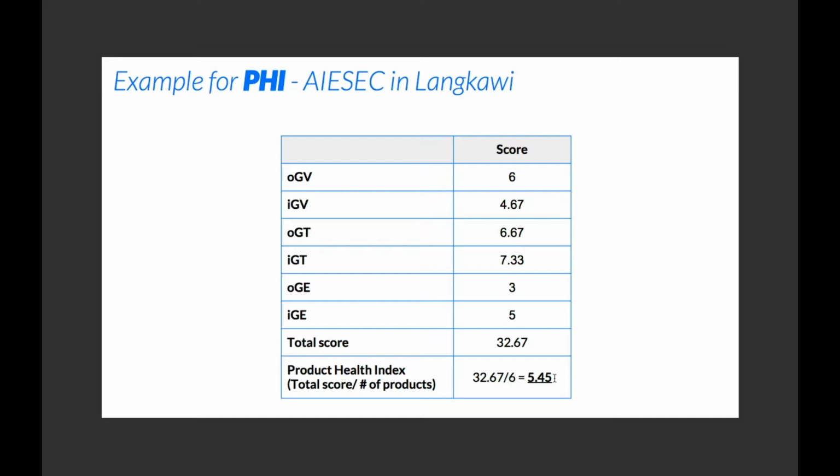In a lot of local entities, they run a lot of products, but not all the products are performing. So when they divide by the number of products they run, it makes their product health index score lower because they're running too many products. In this way, we also encourage LCs not to run too many products. Instead, focus on a few focus products that your LC is good at.